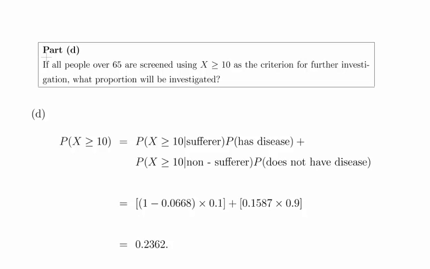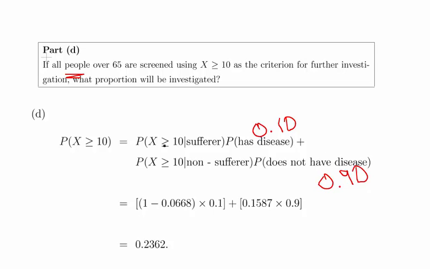So moving on to part D. If all people over 65 are screened using the threshold of x greater than or equal to 10 as a criterion for further investigation, what proportion of people would be investigated? Now this is all people, sufferers and non-sufferers. What is the breakdown of each? Well, we know that there is 10% with the disease and 90% without the disease. We were told that at the start of the question. I pointed out the 10%. So this is 0.10 and this is 0.90.